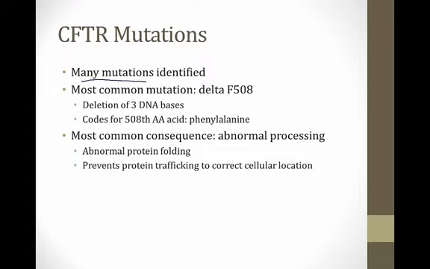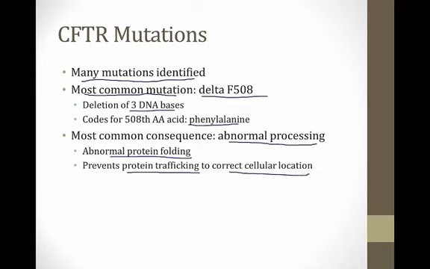There are many mutations that have been identified to cause cystic fibrosis, but the most common, and the one you should definitely know for your boards, is the delta F508 mutation. It's a deletion of 3 DNA bases that code for the 508th amino acid phenylalanine. The most common consequence of having a mutation in the CFTR gene is abnormal processing. The protein doesn't fold properly, and it prevents protein trafficking to the correct cellular location. So don't get fooled on an exam and think that patients with cystic fibrosis have an absent protein. They don't. The protein is there. It's just abnormal, and it can't be folded and trafficked to the correct position in the cell.